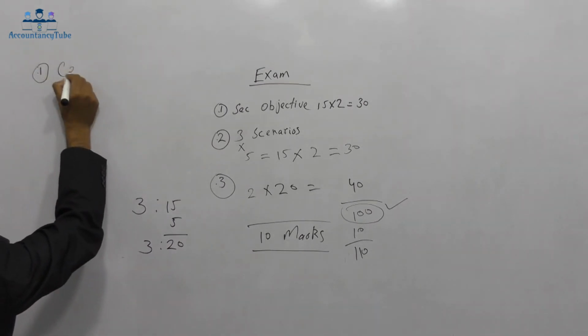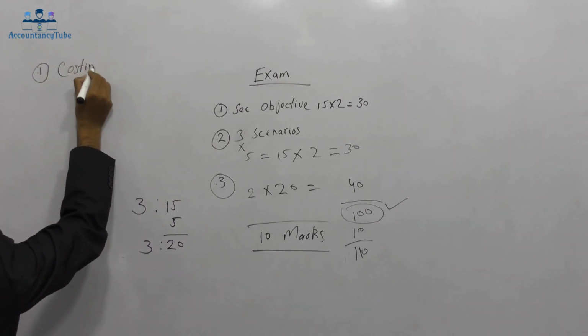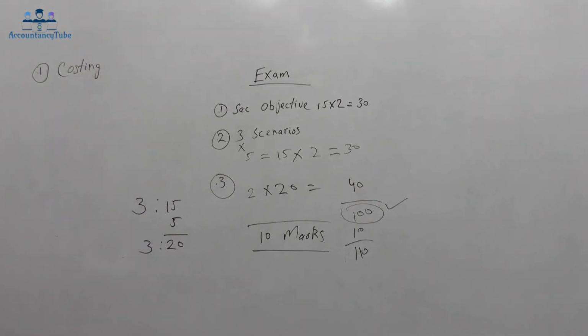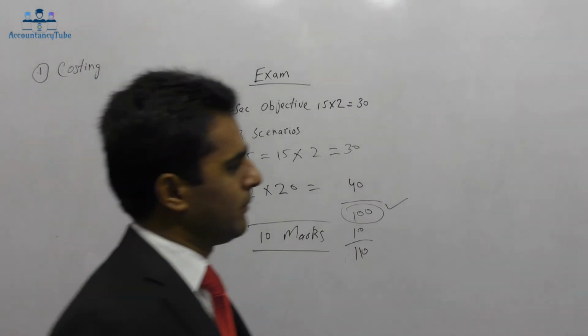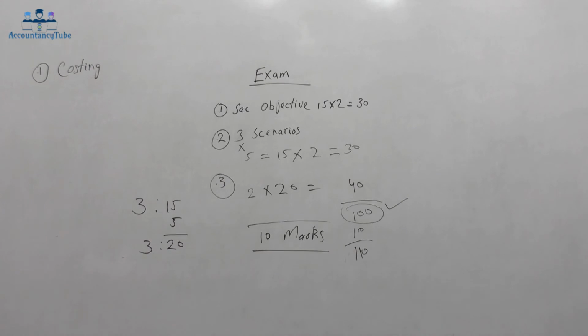So the first section which we will be studying in this paper is about costing. What costing means is that whenever we are doing a business, why do we do the business? Obviously we want to make a profit. So in order to make the profit, we first need to know how much this thing will cost us.